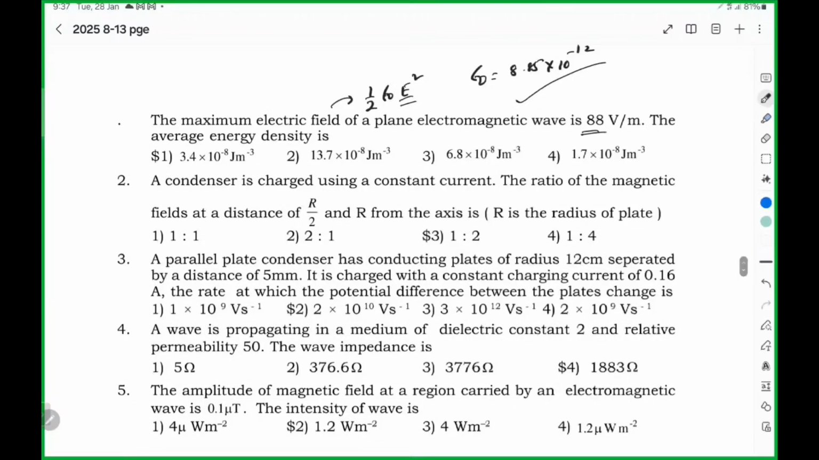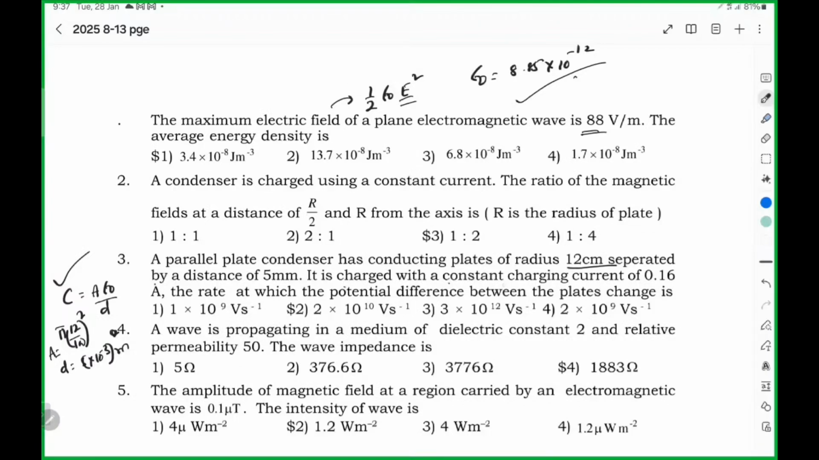Here, a parallel plate condenser has conducting plates of given radius separated by a distance. Then the capacitance of that parallel plate capacitor, you can calculate. Area means pi into 12 by 100 whole square. Epsilon naught value, you know it, right? And the distance is 5 mm, 5 into 10 power minus 3 meters. Then by using that, you can calculate capacitance.